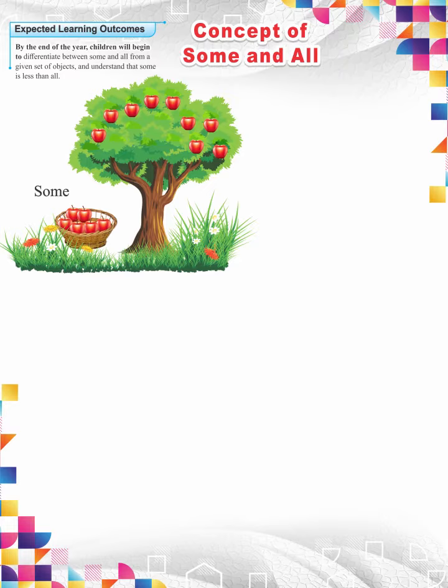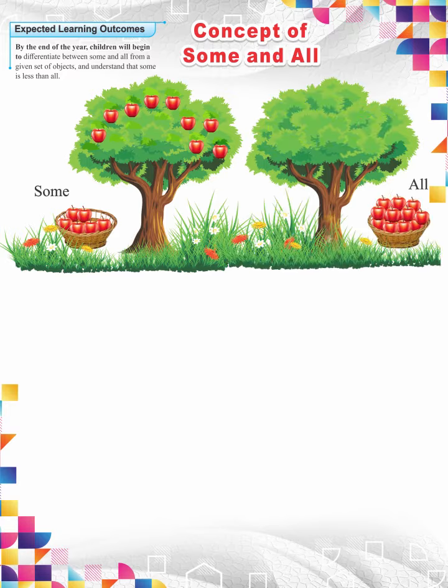You see some apples in the basket and some in the tree. All. You see all apples in the basket. There is no apple left in the tree. All means total number of objects in a set.